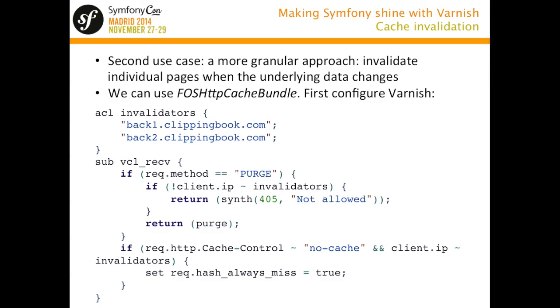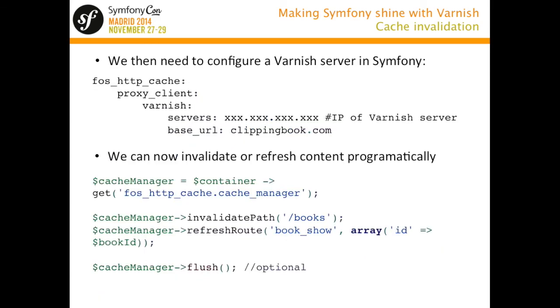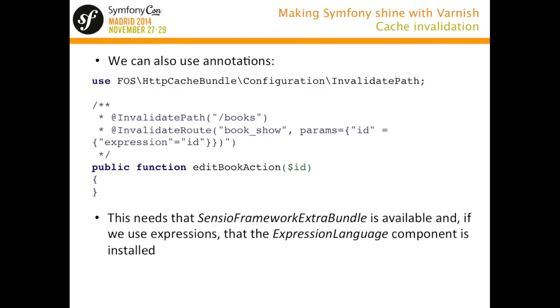And the next thing you want to do is use a special bundle, which is this FOSHttpCacheBundle from Friends of Symfony. You configure a Varnish server so that it can communicate back to it. And then you have one service which can communicate back to Varnish and invalidate any path or any route that you want. And it's really, really nice because you can configure that with annotations.